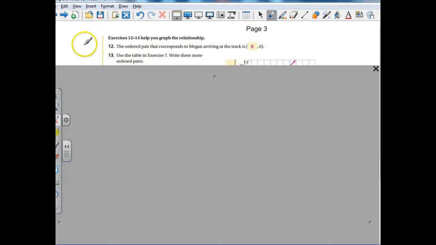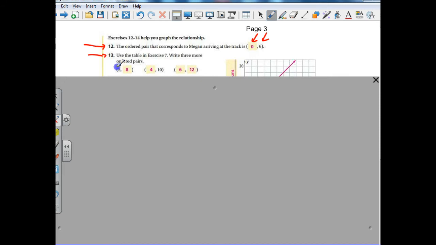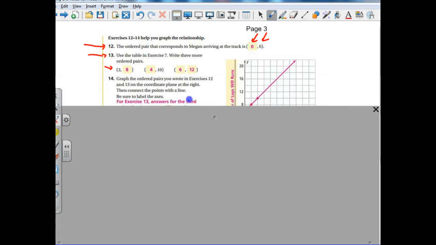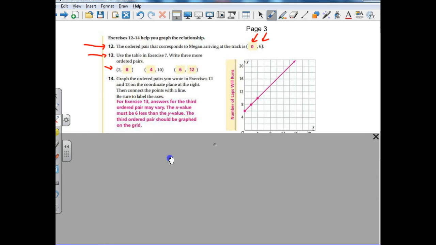And here we go. Number 12, the ordered pair that corresponds to Megan running the track, it starts at 0, 6. Okay, and then number 13 says use the table in exercise 7, which is your previous page. Write 3 more ordered pairs, and they gave you some to fill in here, and you can fill in those points. At 2 laps for Megan, Will ran 8, 4 and 10, 6 and 12. All right, so let's take a look at the graph. Okay, and you don't have to worry about writing this down for now. This is what I'm really concerned with here.